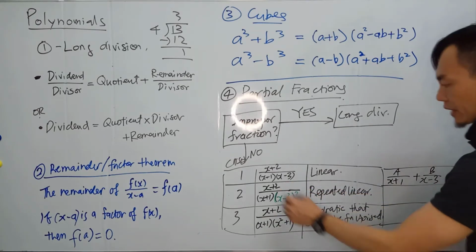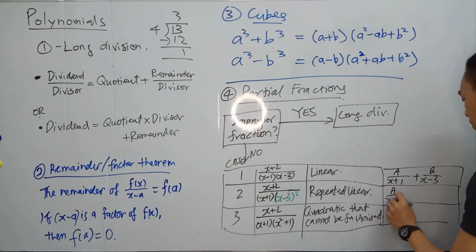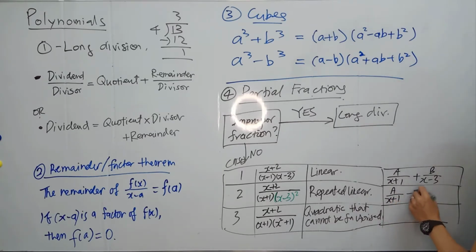This one, there's this linear by itself. So that's going to get an a over x plus 1 plus, this one, as I said just now, you get two terms, b over x minus 3 plus c over x minus 3 bracket squared.